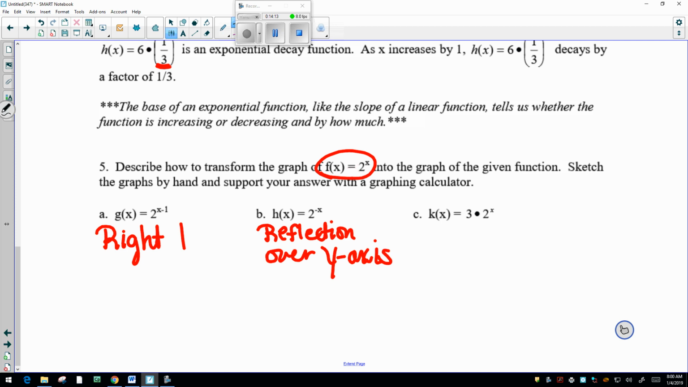And for letter C, we're multiplying the entire function by 3. So anytime I multiply an entire function by a number, it's got to be a vertical change, and since this is a whole value, this is a vertical stretch. We always said vertical motions, up, down, or stretches would be normal. Horizontal motions, left, right, or stretches, shrinks would be opposite of what we'd think.